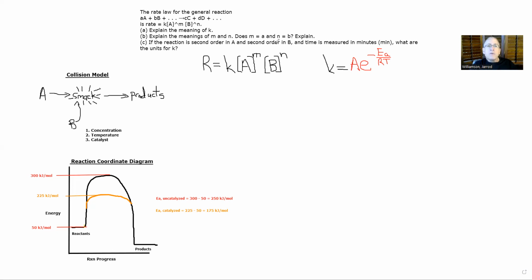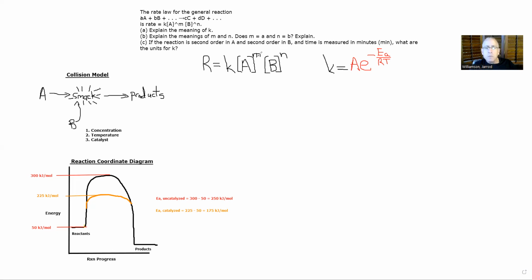All right. First off, no, M is not equal to A. If this were 3A plus 4B, that does not mean M is equal to 3 and N is equal to 4. They're independent of each other. The values of M and N are determined experimentally and do not come from the balanced chemical equation. So you need to memorize that fact, right?